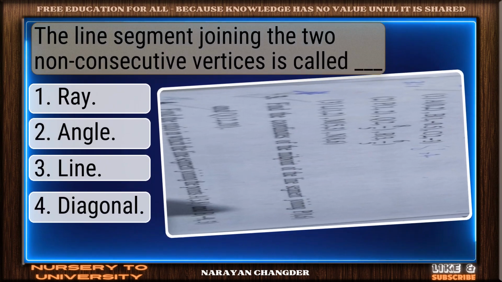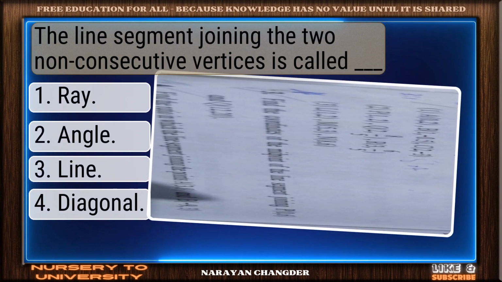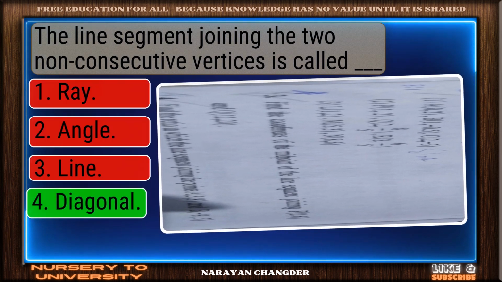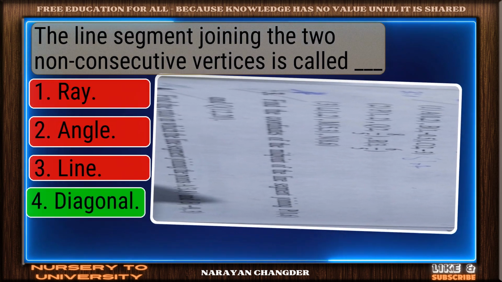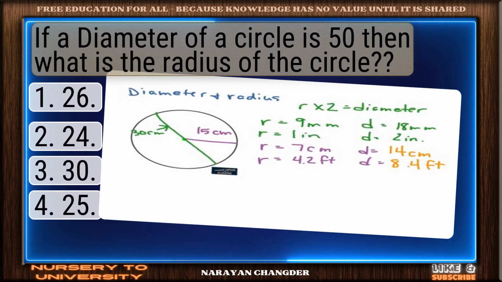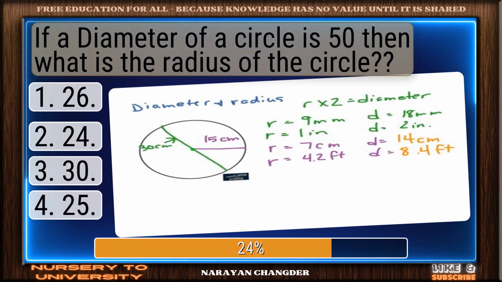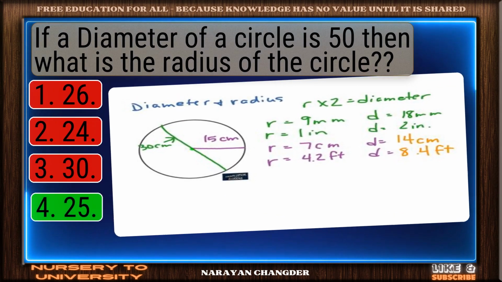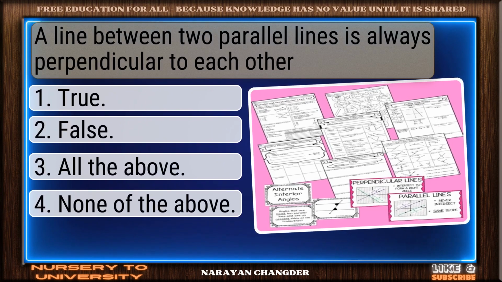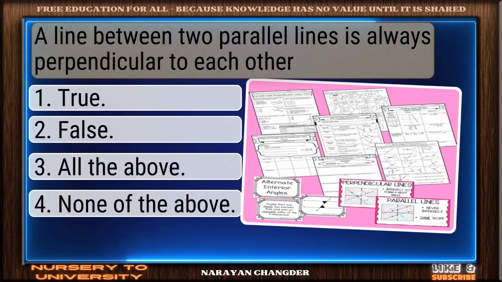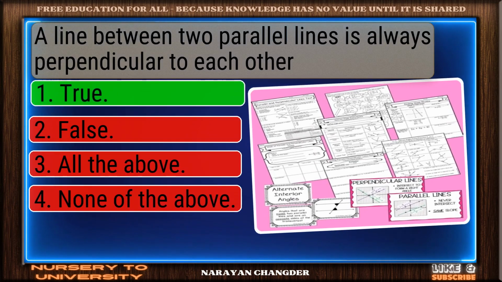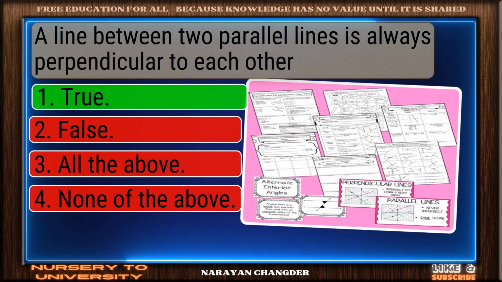The line segment joining the two non-consecutive vertices is called dash. Nice work. You chose diagonal and it is correct. If a diameter of a circle is 50, then what is the radius of the circle? Smart move. 25 is an accurate answer. A line between two parallel lines is always perpendicular to each other. Good job. Your answer true works well here.